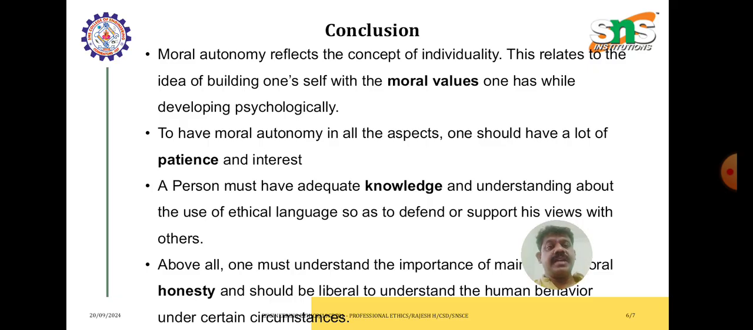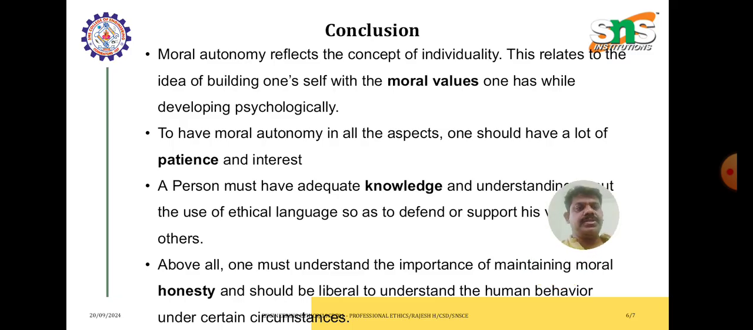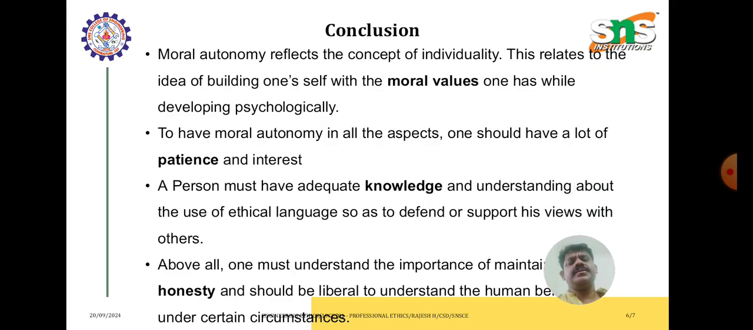Also, a person must have adequate knowledge and understanding about the use of ethical language so as to defend or support his views with others. Above all, one must understand the importance of maintaining moral honesty and should be liberal to understand human behavior under certain circumstances. So, thus, the moral dilemma can be analyzed with this very specific procedure, and these are the points to be understood and remembered while we are managing with moral autonomy.